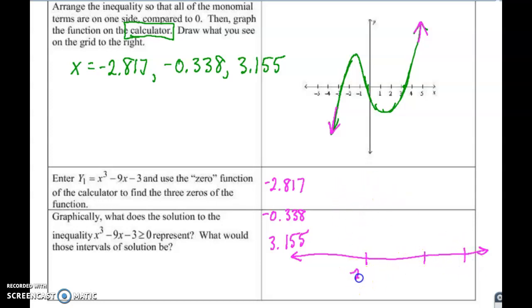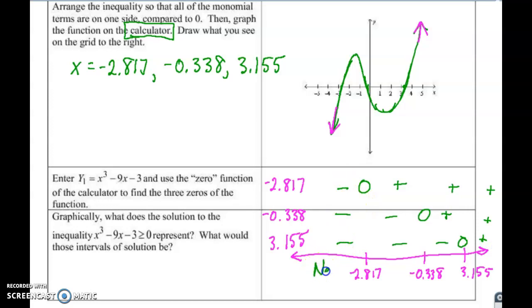But for practice, -2.817, -0.338, and 3.155. So this is just practice right now. Now I'll go back to green. Zeros, negatives to the left. There's no negative leading coefficient, so you don't have to worry about that. Positives to the right of 0. And then as you're multiplying, negative times negative times negative is negative. Well, we don't want that because we want greater than or equal to 0. Positive times negative, this one's a negative, and over here will be your positive.